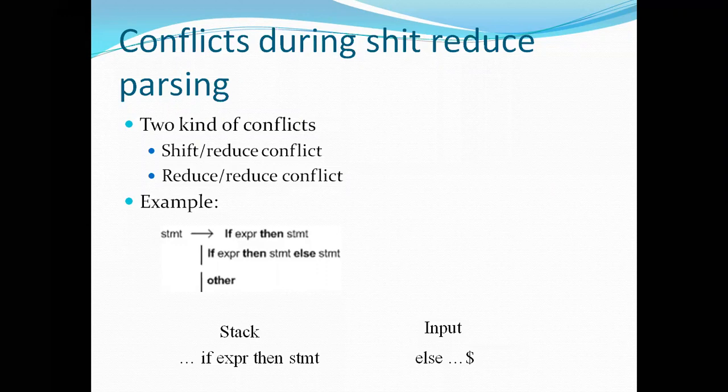Whichever reduce operation we perform correctly, we can get the parse tree correctly. Whichever is correct, that is the one we reduce. So reduce conflict means we have two different reduce actions, and we want to choose one correct action. That is the reduce conflict.